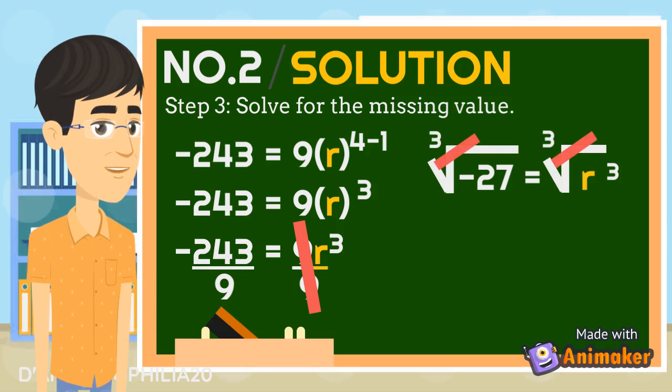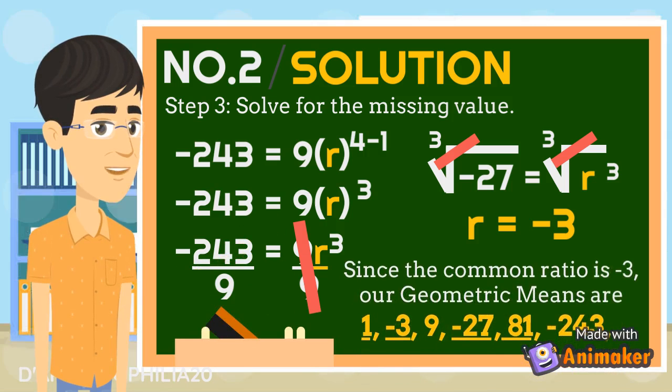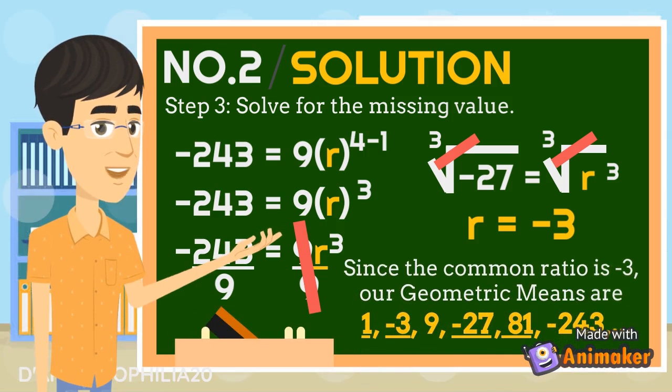So, r is equal to negative 3, since the cube root of negative 27 is negative 3, or that is negative 3 multiplied to itself 3 times. Now, to determine the missing values before 9, we will divide 9 by negative 3 and so on. So, we have 1 and negative 3 as a sub 1 and a sub 2, respectively.